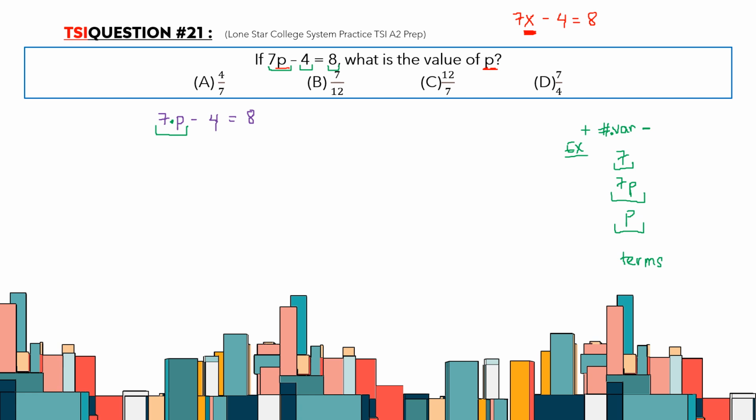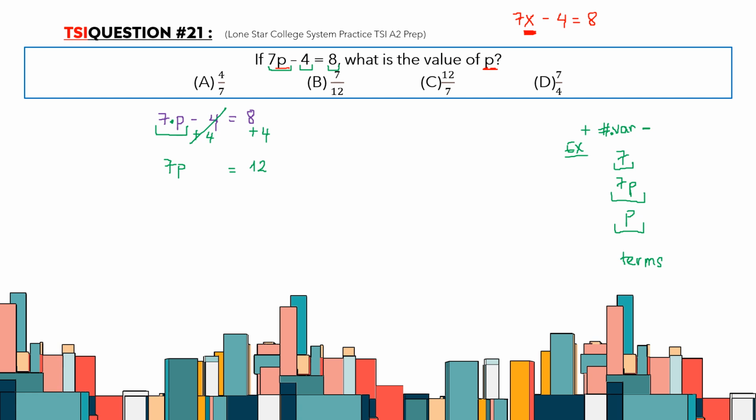Alright, so we want to isolate. First, we isolate the term that includes the unknown. So we want to keep the 7p on the left hand side. To get rid of the minus 4, we have to add 4 to both sides. Then we can cancel this side. On the right hand side, we have 8 plus 4, which is 12. So to isolate the 7p, we do plus 4.